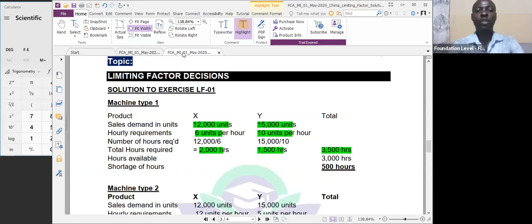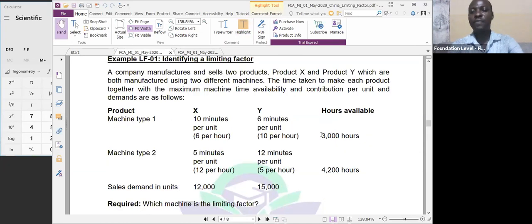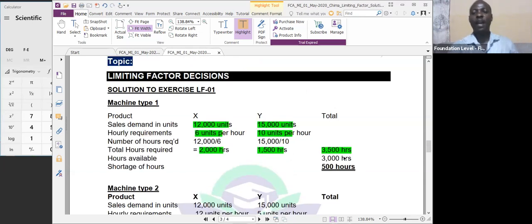Now from the question, 3,000 hours is available. So what do you do? If 3,000 hours is available and you require 3,500 hours, it means that you have a shortage of 500 hours. Shortage of hours. You need to go and source for an option.